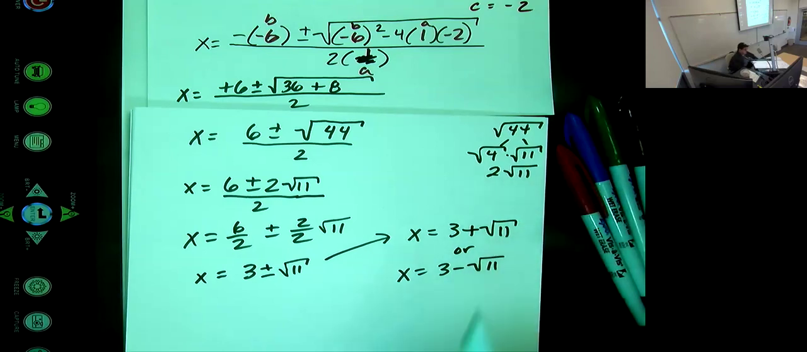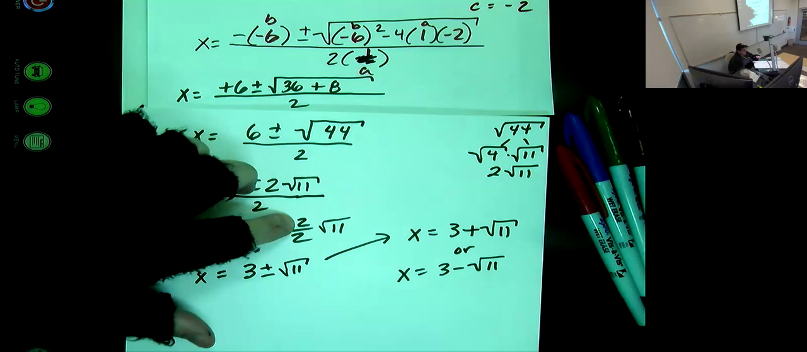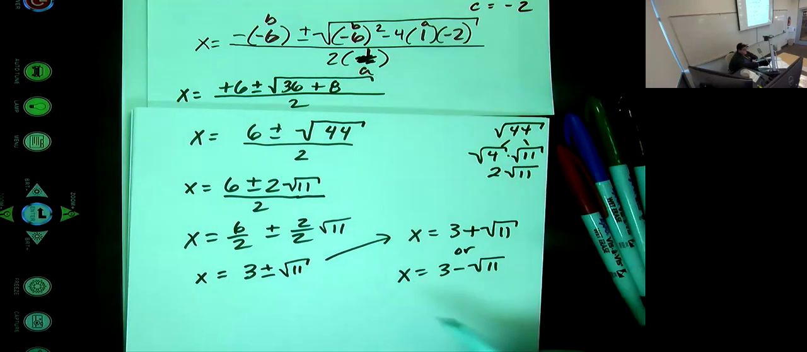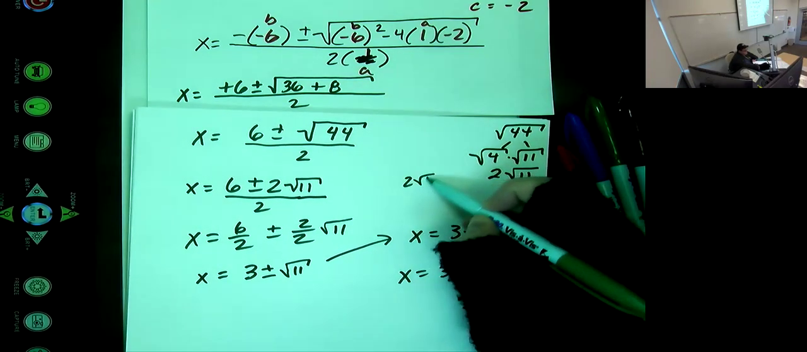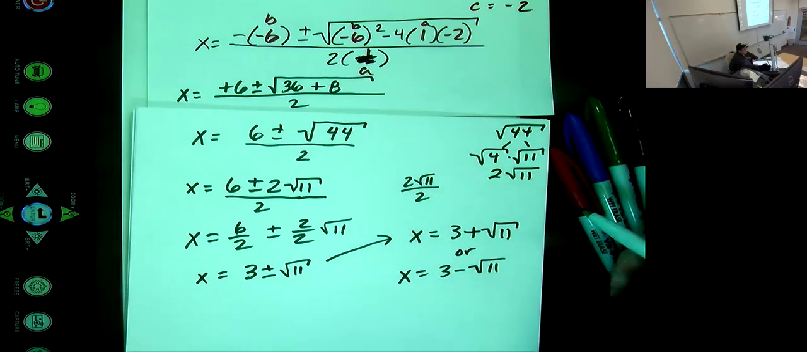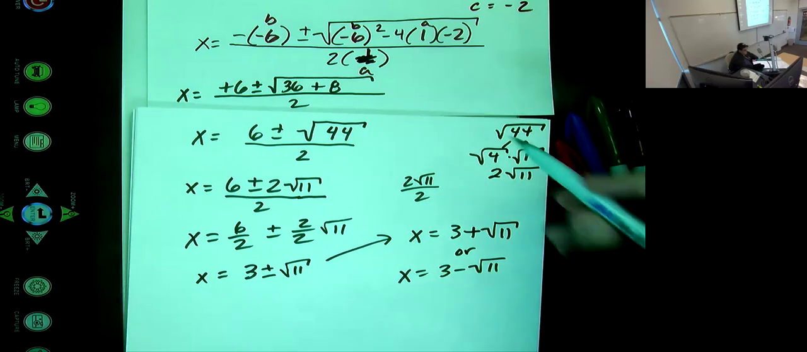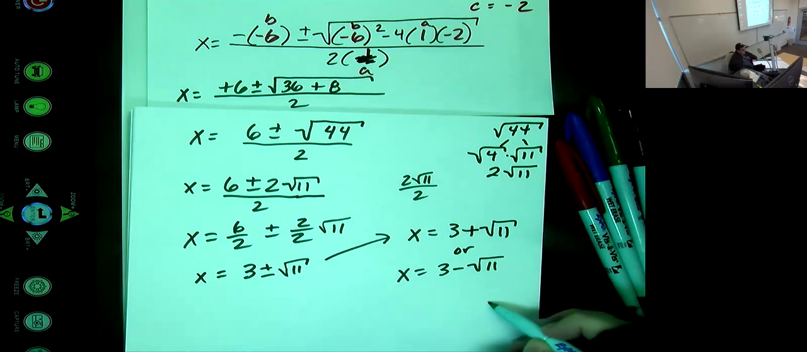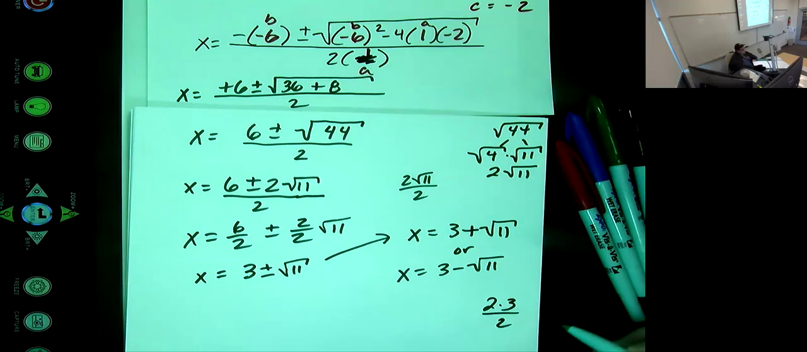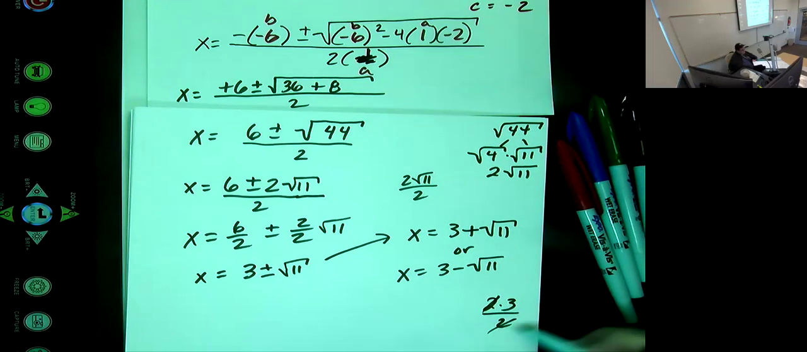Why isn't the root 11 divided by 2 as well? Because it cancels out the 2 here. I could have left it as 2 root 11 over 2. And when you have things multiplied together, like if I did 2 times 3 over 2, the 2's cancel and we just have the 3. That makes sense? Yeah. So square root of 11 isn't any different.